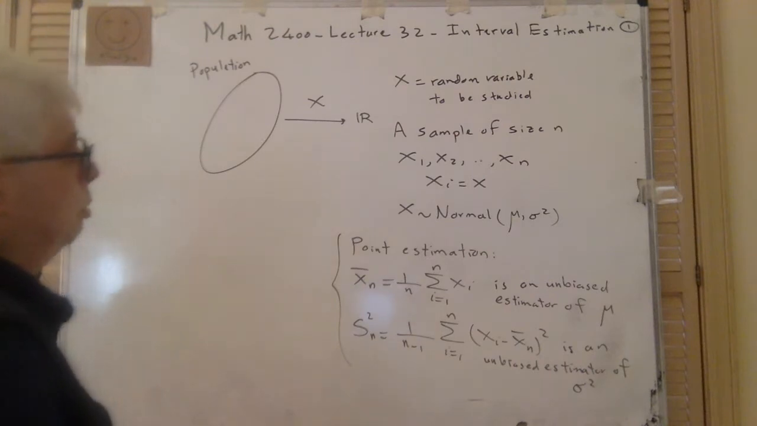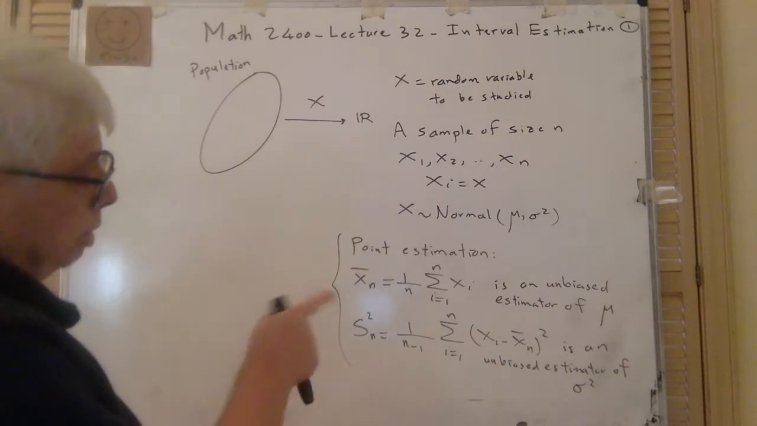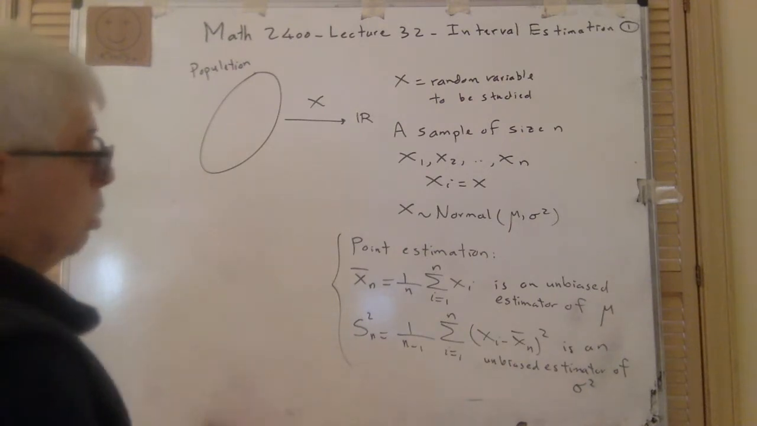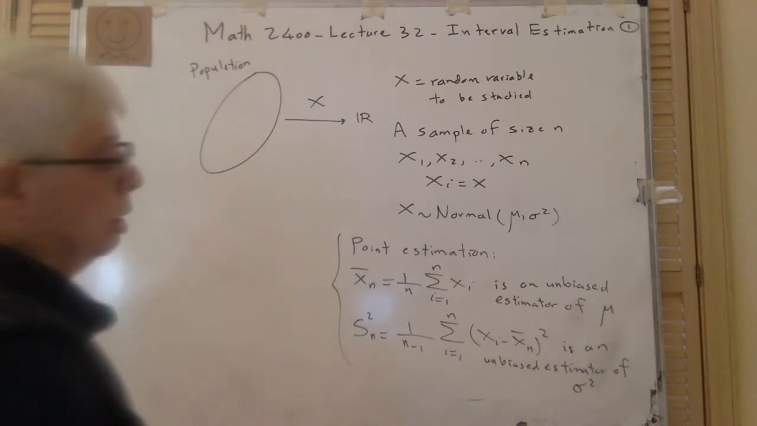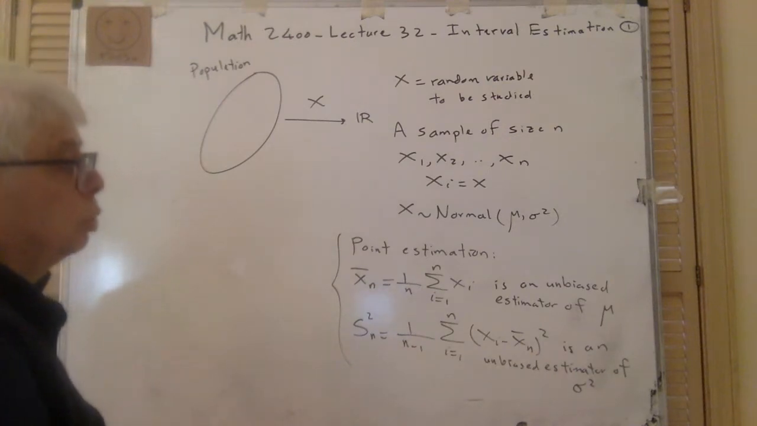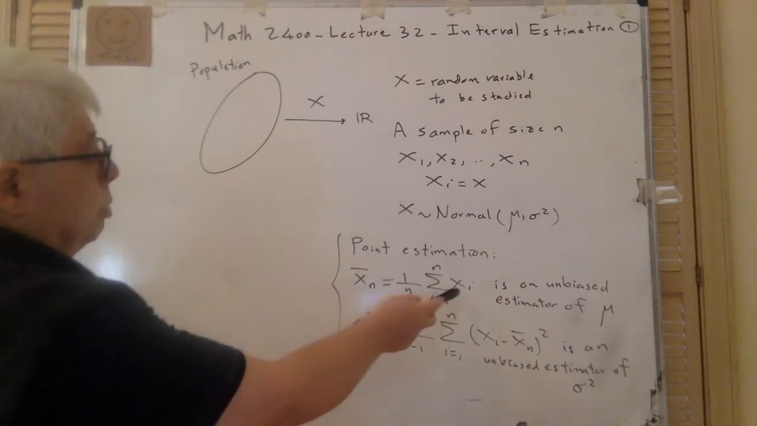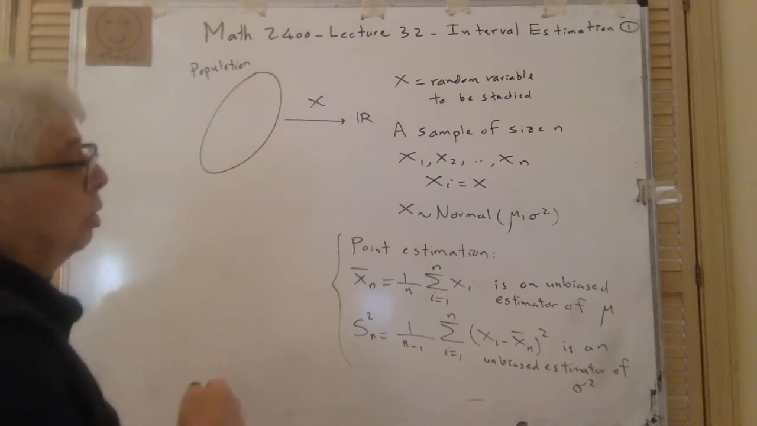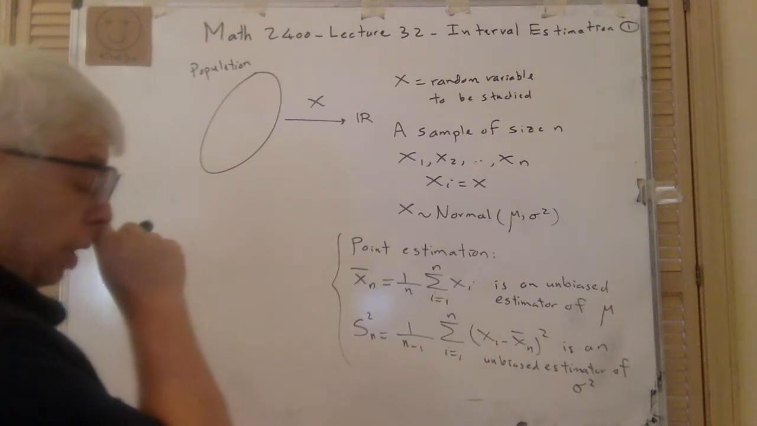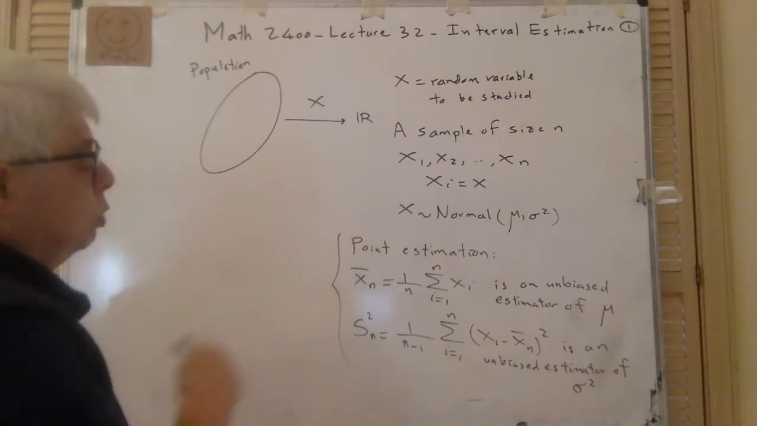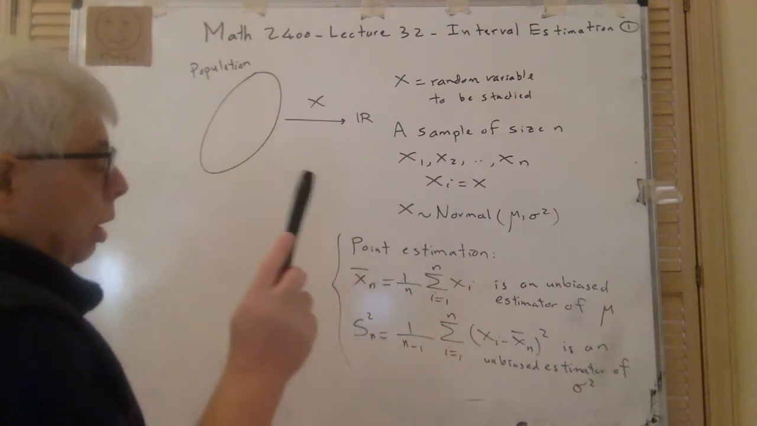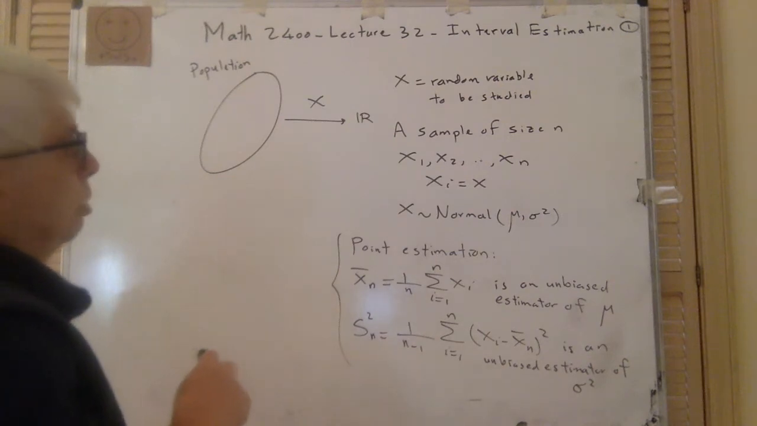We found in point estimation that x bar n, this formula, is an unbiased estimator of mu, and s squared n is an unbiased estimator of sigma squared. And we found the distributions for these, and if you look at this, this is random because it's the sum of random variables. And we found distributions for this one and this one, normal and chi-squared and so on. So that was the point estimation.